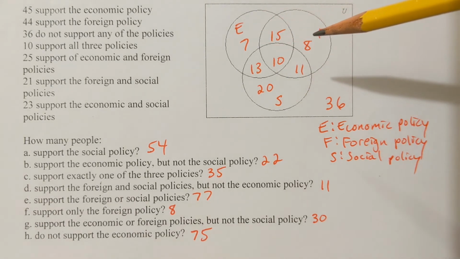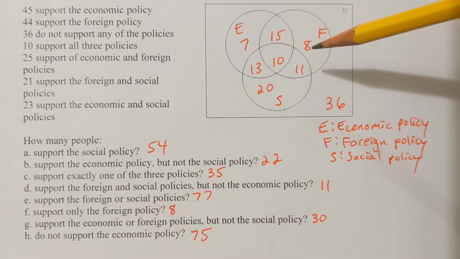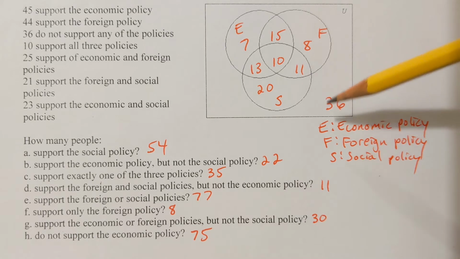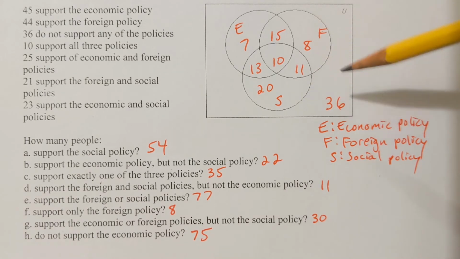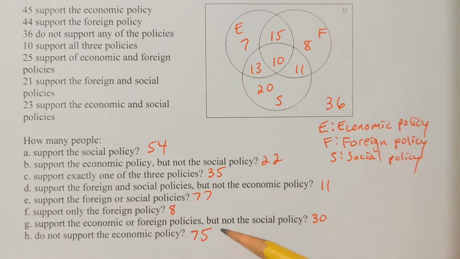Well, that'd be E complement. Okay, so 20 plus 11 is 31, plus 8 is 39, plus these 36 don't support any of the 3 policies, so I've got to make sure to include those. Which means that I have 75 total. Okay.